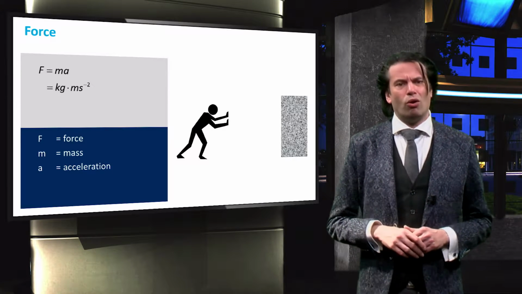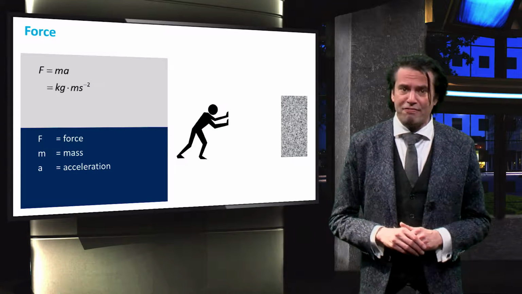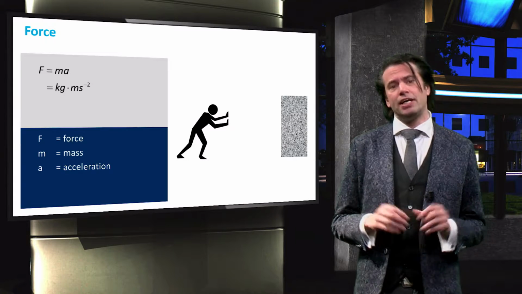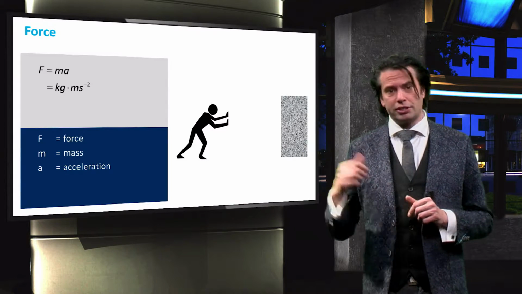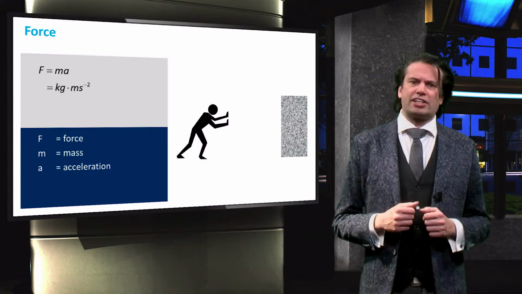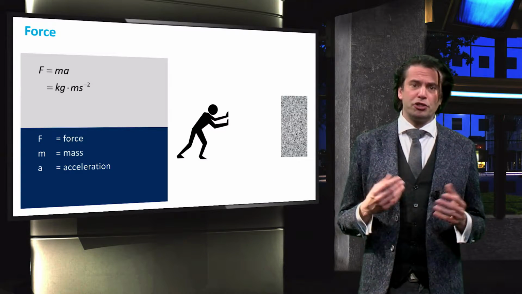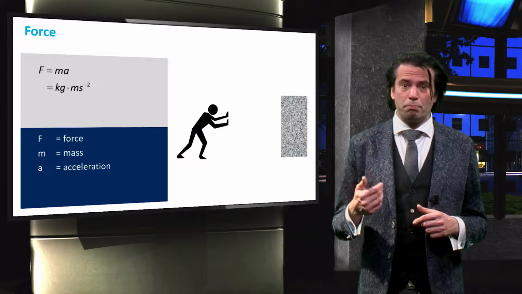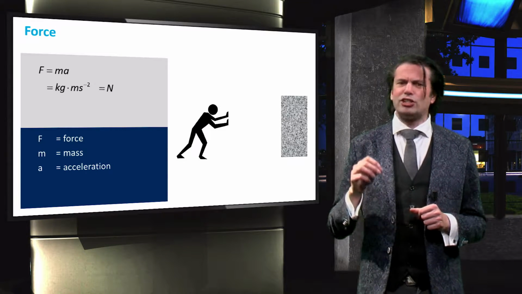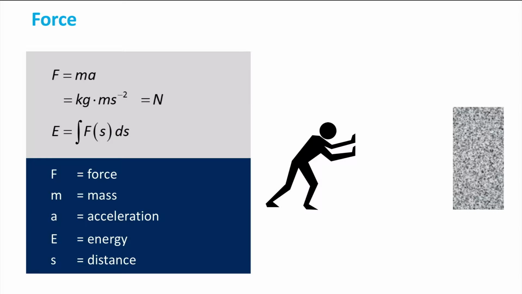According to Newton's second law, the acceleration a depends on the magnitude of the exerted force F and the mass m of the object that undergoes the acceleration, as shown in this equation. We can gather from the figure that the force and the acceleration are vectors, or directional quantities. The units of force are kilogram times meter per second squared, which is known as a Newton, denoted by N. The amount of energy used in this interaction is given by the product of the force and the distance s.